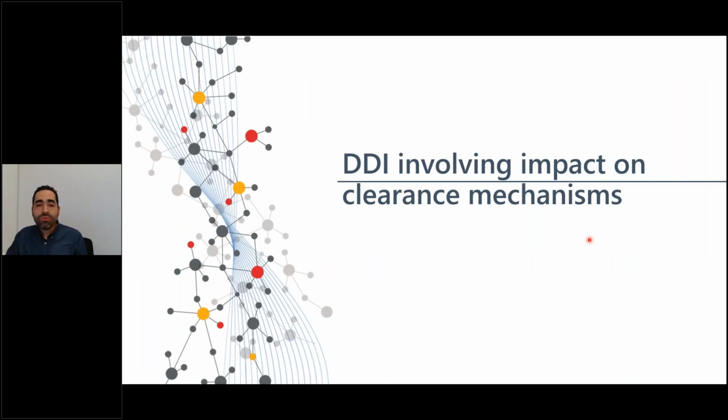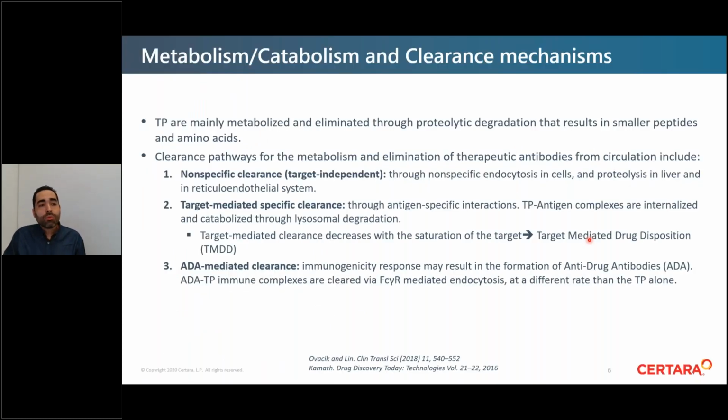So for DDI involving an impact on clearance mechanisms, therapeutic proteins are eliminated mainly through proteolytic degradation that results in smaller peptides and amino acids. There are typically three clearance pathways in the elimination of therapeutic proteins. The first is non-specific clearance, which is target independent and goes through non-specific endocytosis in cells, and also proteolysis in the liver and the reticuloendothelial system.